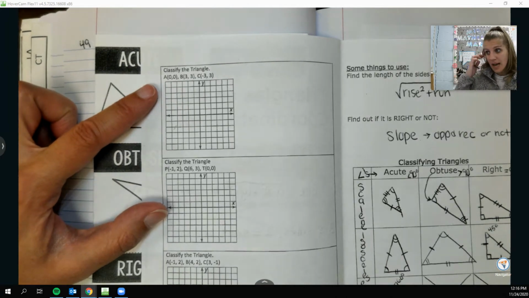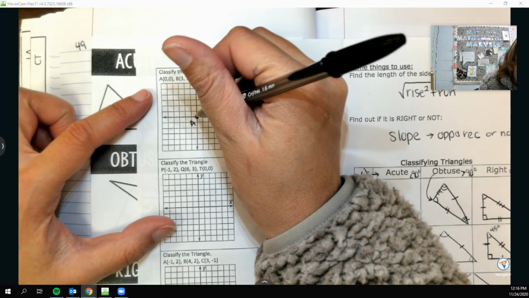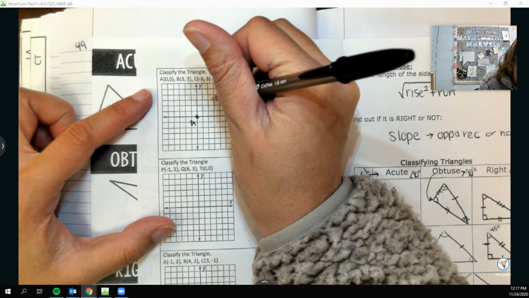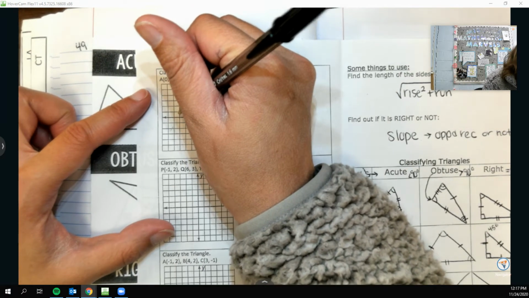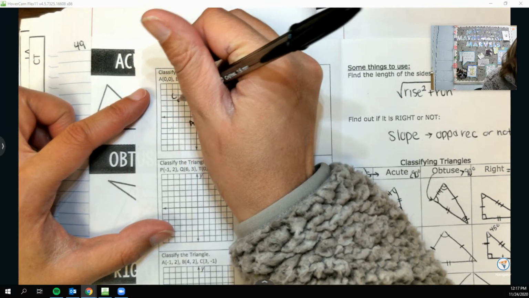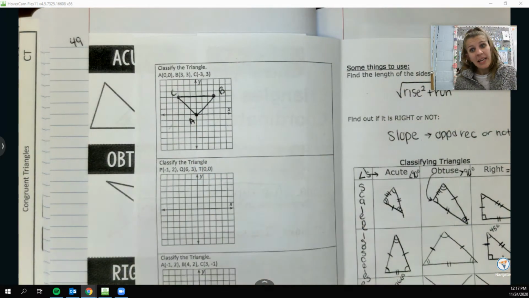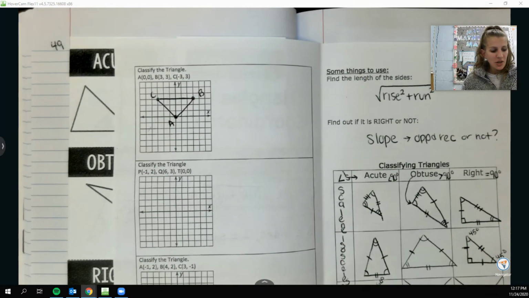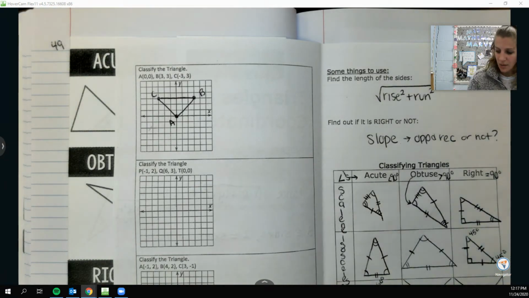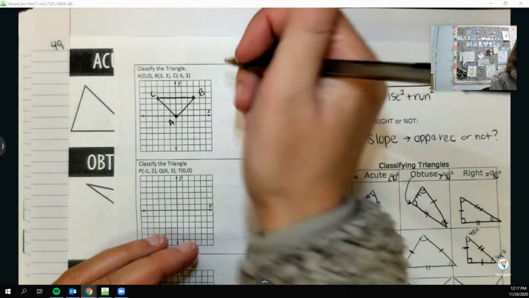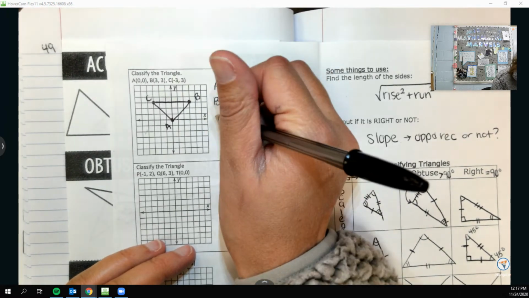If I draw this one out in our grid right here, if I plot A at (0, 0), B is going to be at 3, 3, and then C is at -3, 3. And we get our triangle right here. You can always make a guess, but to know exactly what type of triangle it is, we have to do some stuff with slope. So I'm going to find each of my sides: AB, BC, and AC.